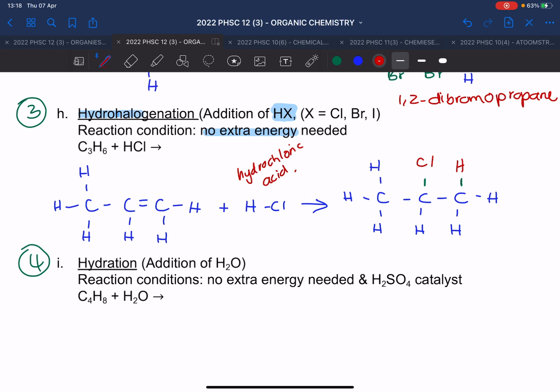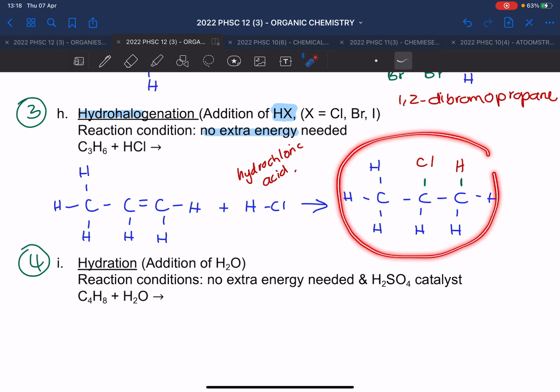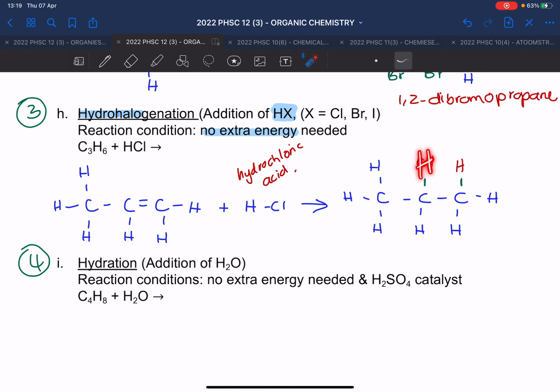So when this reaction happens, this we call the majority or the major product. It does also happen that the hydrogen goes and sits there and the chlorine sits there. That we call the minority product or the minor product. But they don't ask that. They only ask the majority. So the chloride goes to where there's more hydrogens? No, the hydrogen goes to the one that has the most hydrogens.